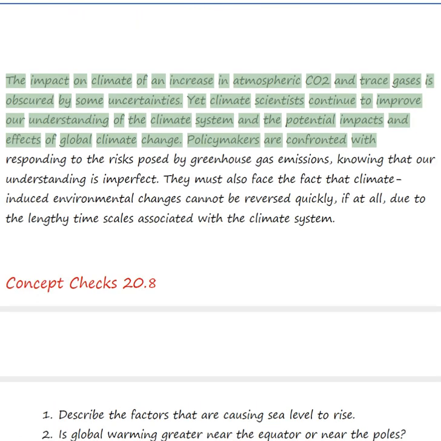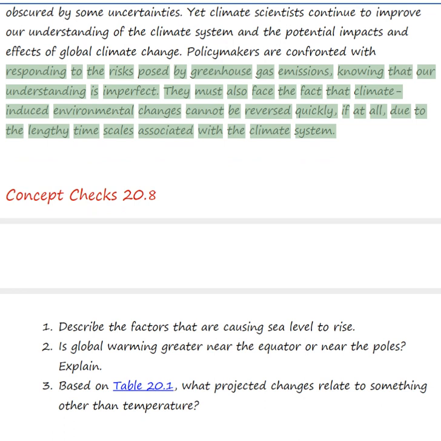The impact on climate of an increase in atmospheric CO2 and trace gases is obscured by some uncertainties. Yet climate scientists continue to improve our understanding of the climate system and the potential impacts and effects of global climate change. Policymakers are confronted with responding to the risks posed by greenhouse gas emissions, knowing that our understanding is imperfect. They must also face the fact that climate-induced environmental changes cannot be reversed quickly, if at all, due to the lengthy time scales associated with the climate system.